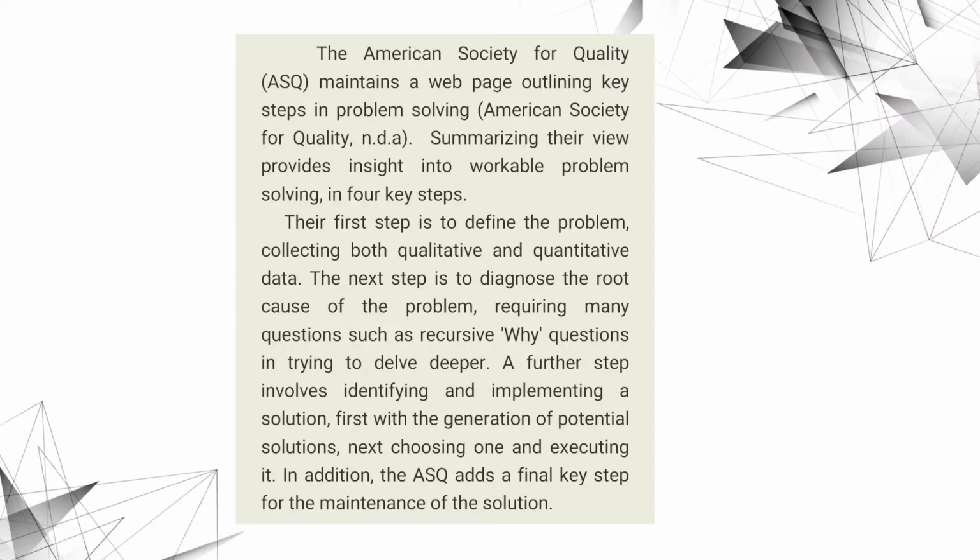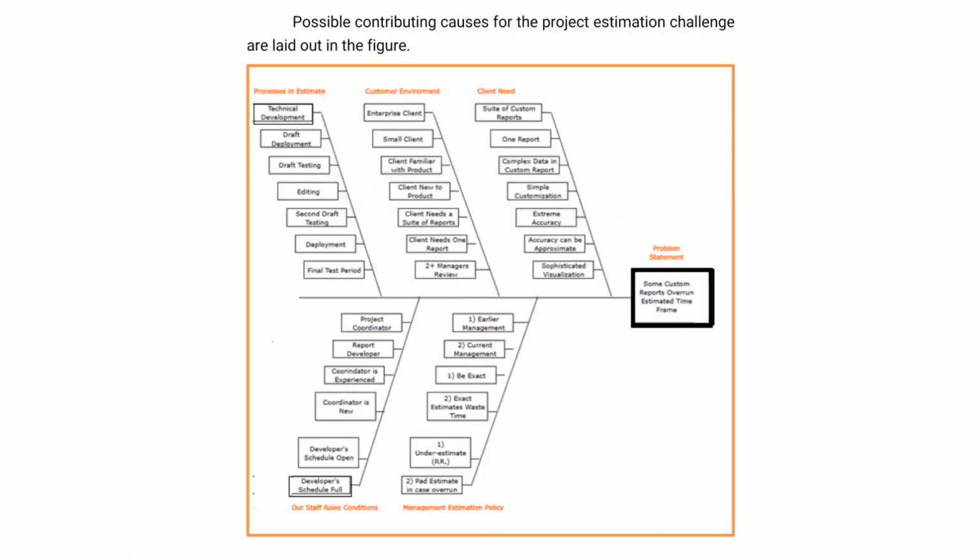The American Society for Quality maintains a webpage outlining key steps in problem solving. They are very specialized in quality control and problem solving. Their first step is to define the problem, using qualitative and quantitative data, to diagnose the root, to ask recursive why questions, trying to delve deeper. A further step involves identifying and implementing a solution: generating potential solutions, deciding on a solution, outlining steps to solve it. And although we didn't cover it in depth in this class, there are some ways to maintain and make sure this solution is really working.